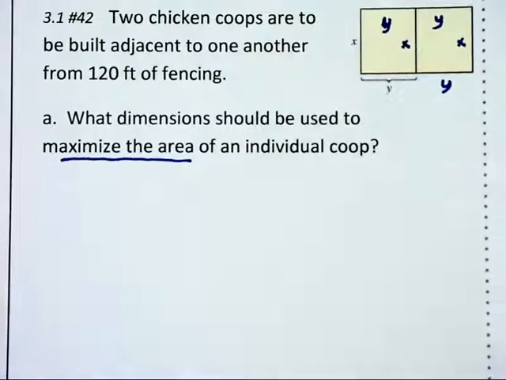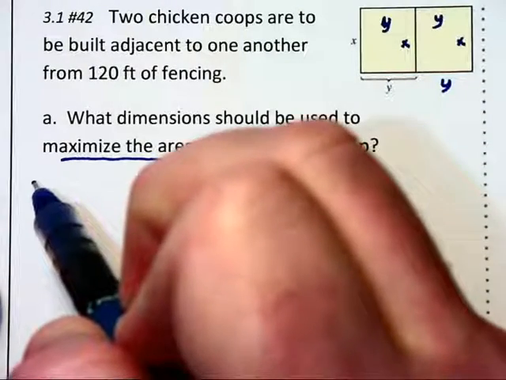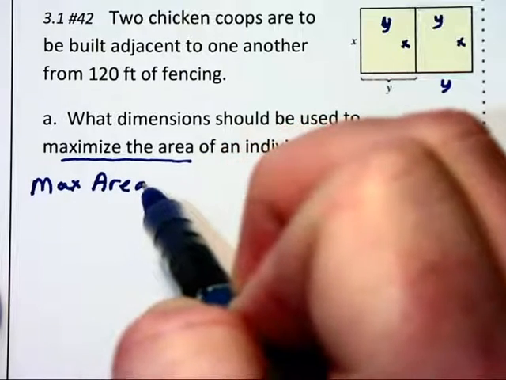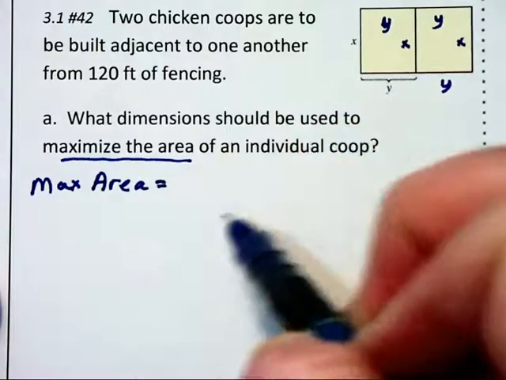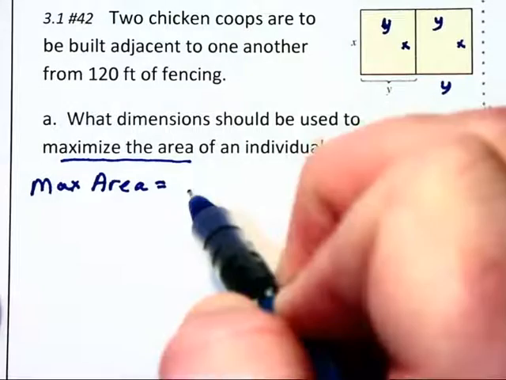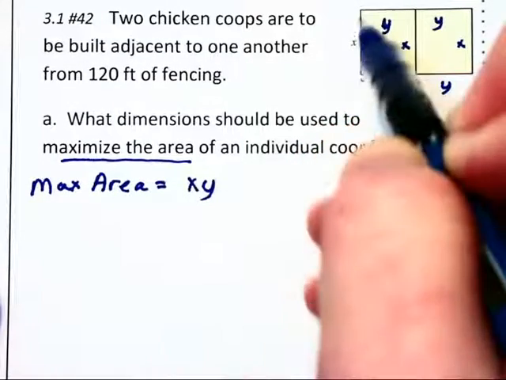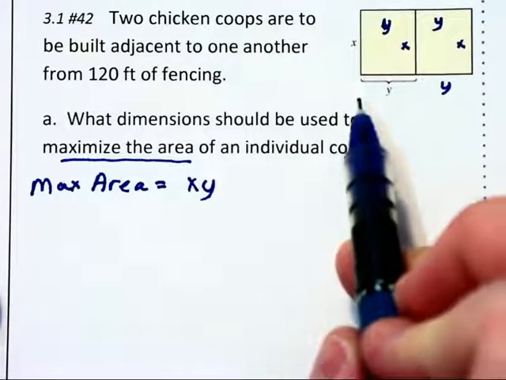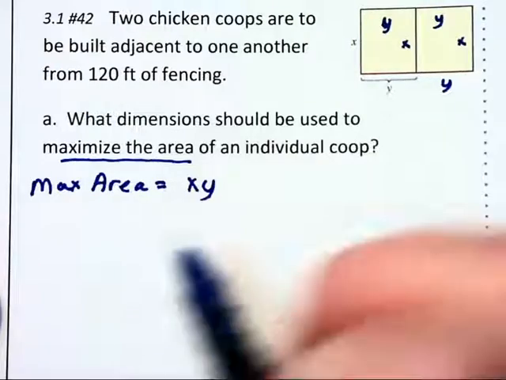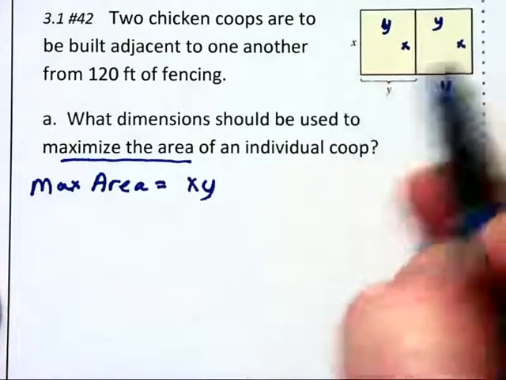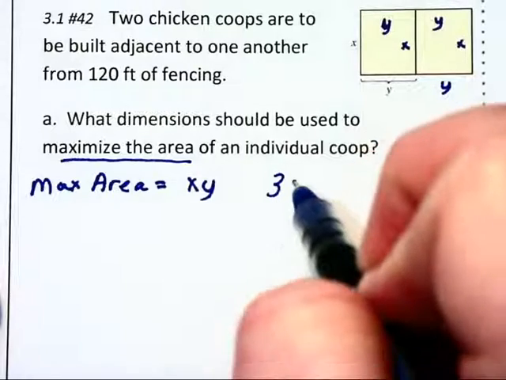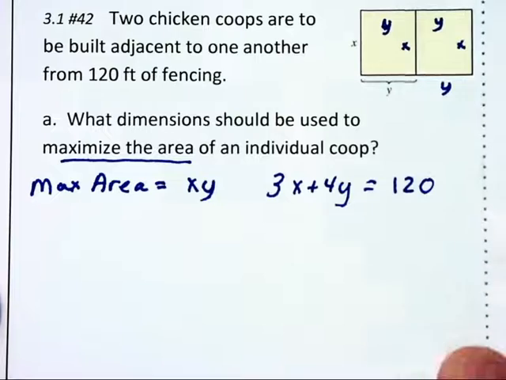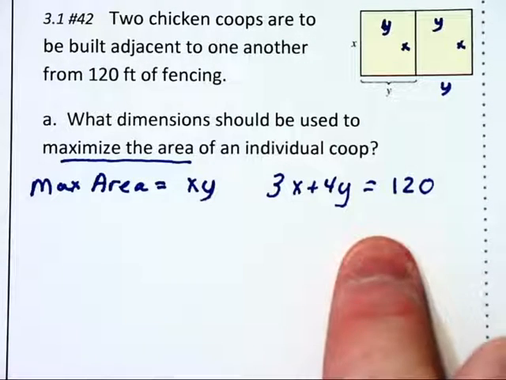And whenever we have a maximizing type of word problem, we always write an equation first for what we're trying to maximize. So the maximum area is going to equal x times y to maximize an individual coop, because x times y is a single coop. But we also know that the perimeter, or the amount of fencing we have, is 120 feet. That's where we have our 3x's plus our 4y's, 3x plus 4y, adding up to 120 feet. So we have to use these two equations together.